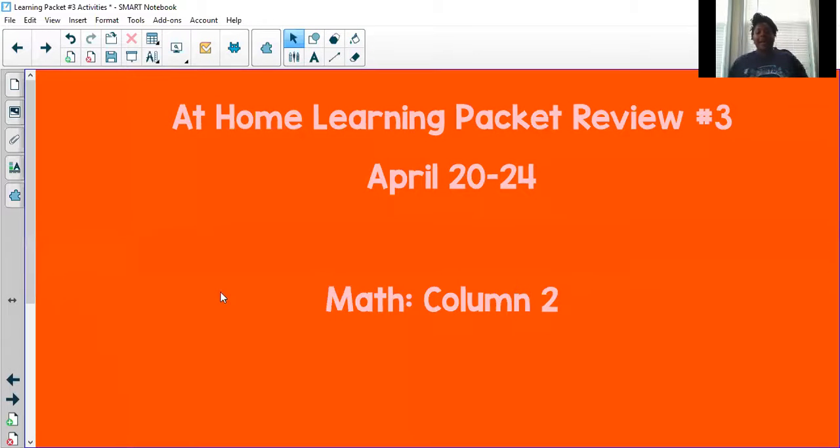So for the packet, this packet is going to be the columns. We third grade decided to go by the columns. If you notice, Miss Sophie did the first column, Miss Holt did the fourth column, and I'm going to be doing the second column. So for the second column in math, the first question is a money question.